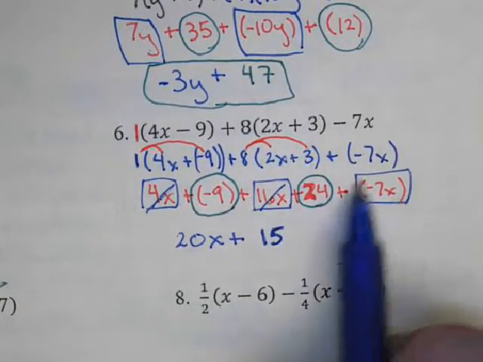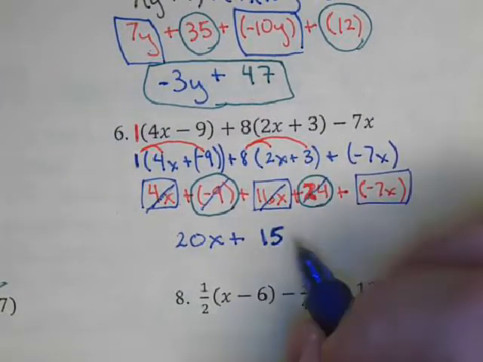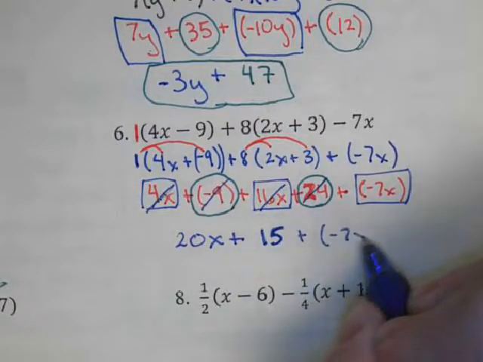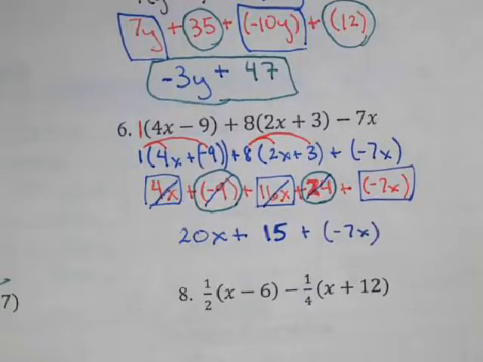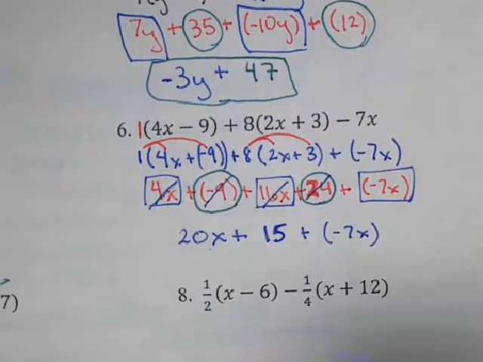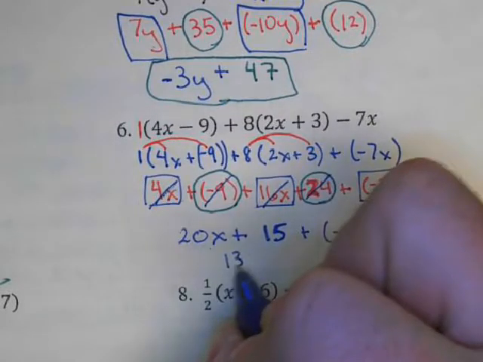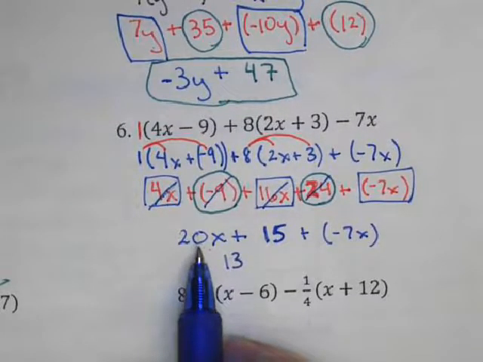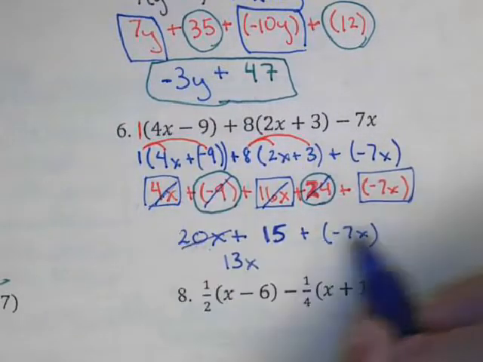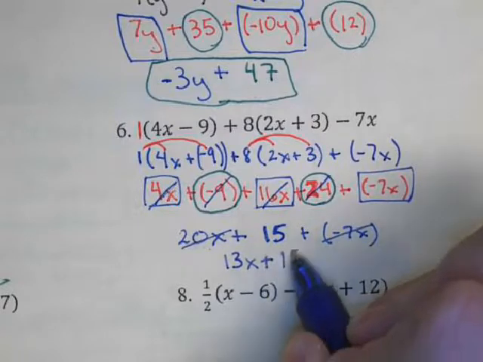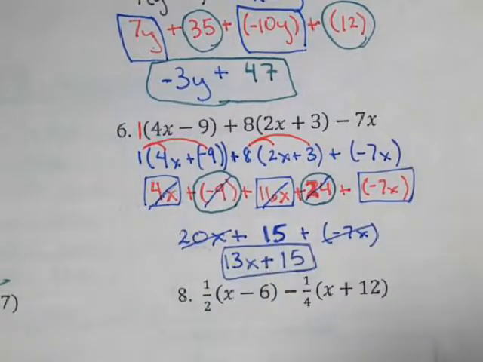Since I haven't used this yet, I'm going to go ahead and bring my plus sign down and bring down that negative 7x, and then do one more round of combining like terms and we'll be done. So I have 20x and negative 7x. Are those the same or different? Different, so we will subtract. 20 minus 7 is 13. Positive 13x, because we're going to keep the sign of the bigger number. There's my 13x, so I use those. And then we can bring down our plus sign and that 15, and we are done with the problem.